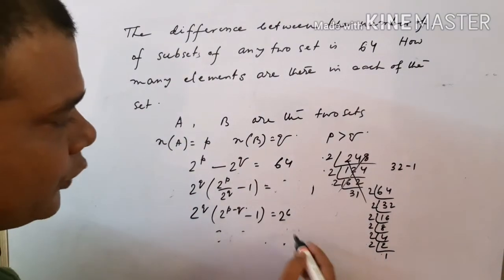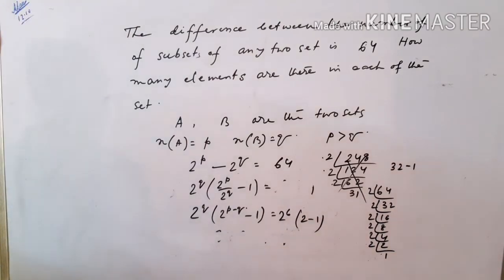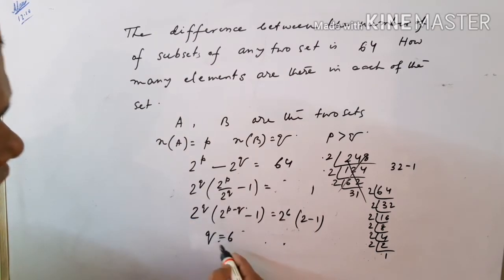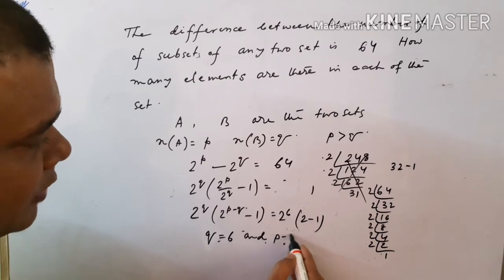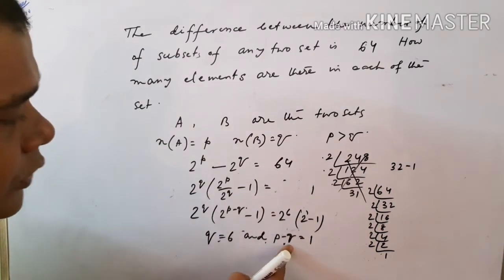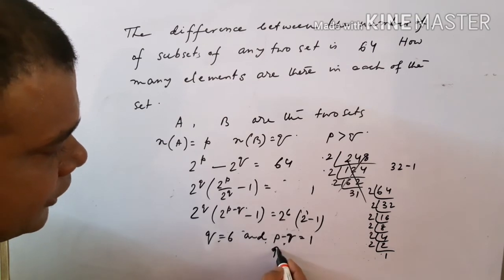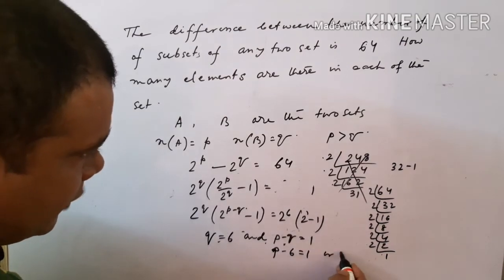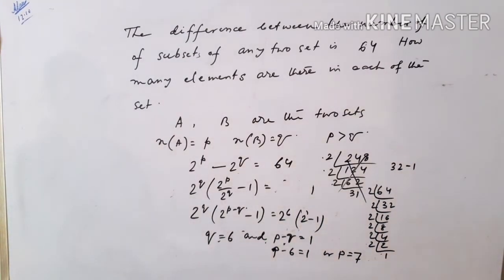And for this 1, I am writing 2 minus 1. Now see that in this case if you compare, Q equals 6 and P minus Q equals 1, that is here 2 minus 2 to the power 1. So if we put the value of Q here, that is P minus 6 equals 1, or P equals 7. Clear? So clearly here A has cardinal number P, that is, A has 7 elements and B has 6 elements.